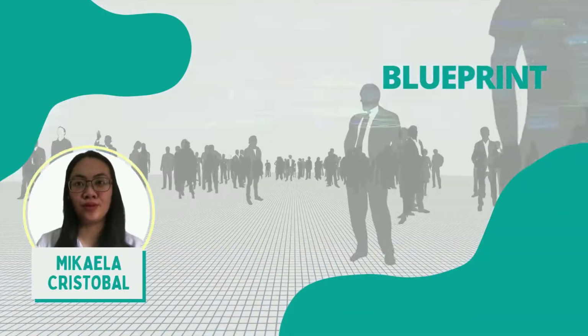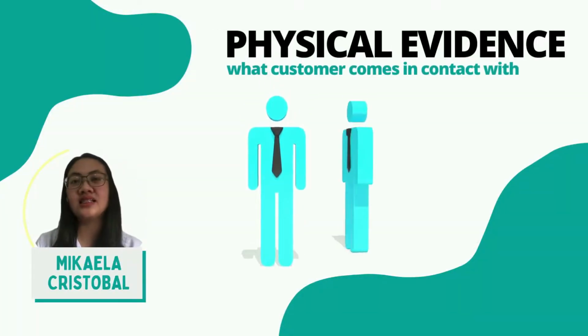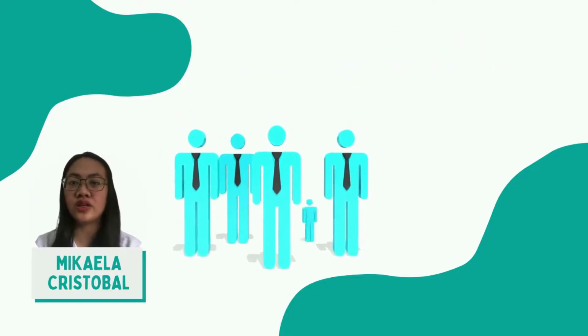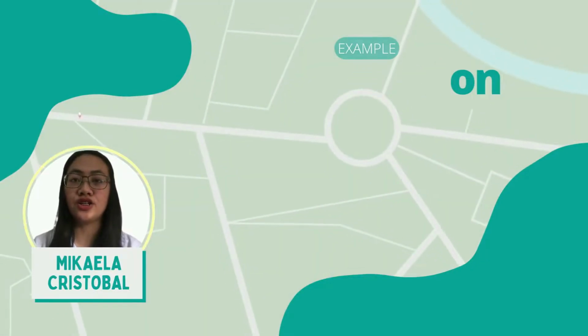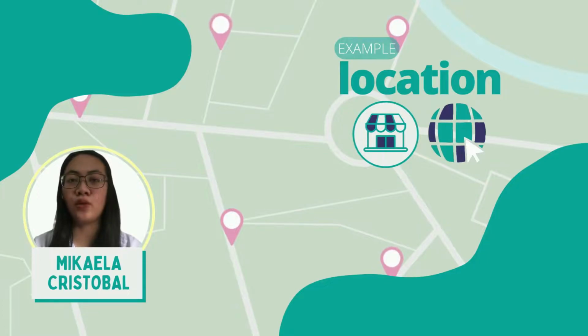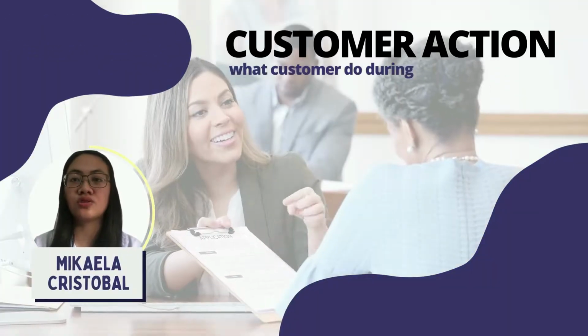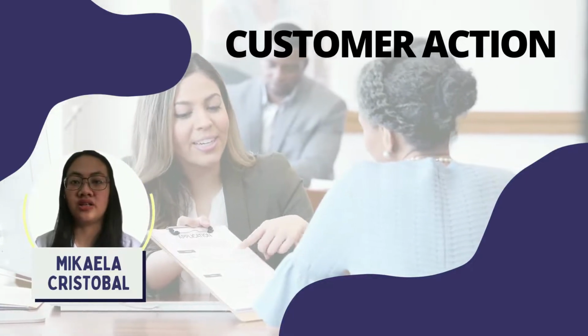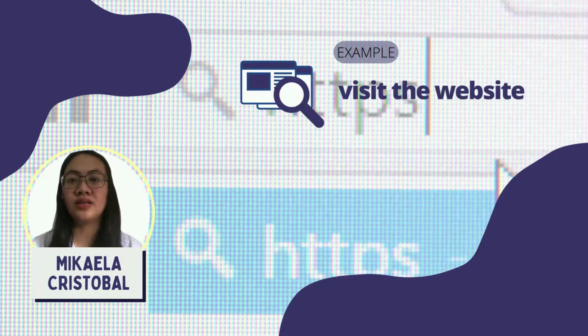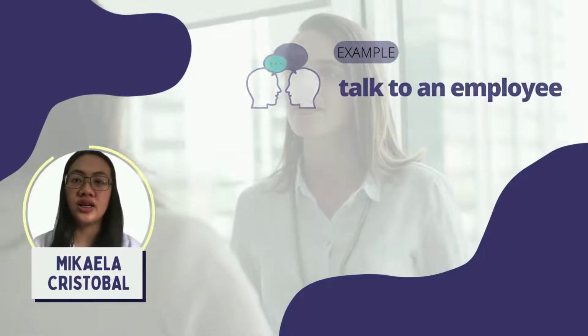Components of a service blueprint. First one is physical evidence. These are what the customer comes in contact with. This category includes the location, like a physical store or the company website. The next one is the customer action. These are what customers do during the service experience. For example, customers might visit the website or talk to an employee.